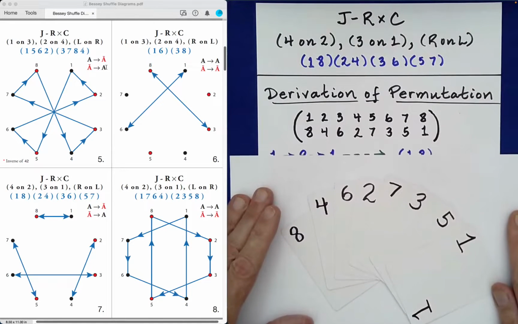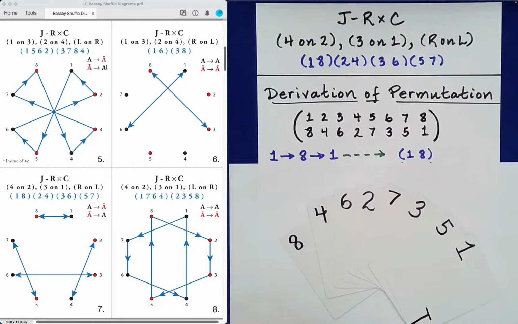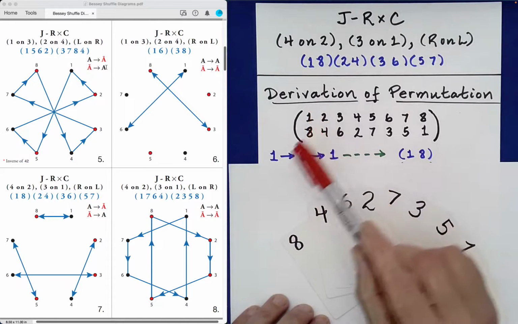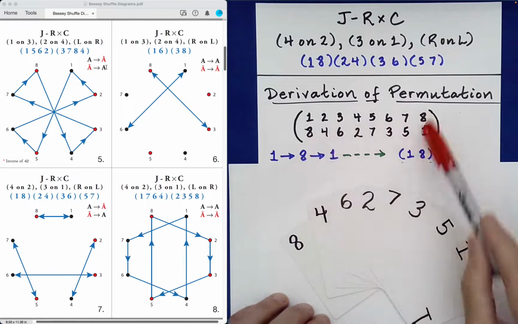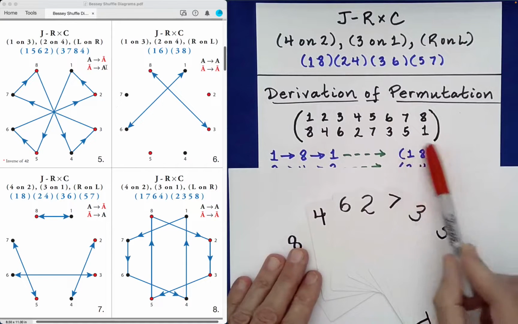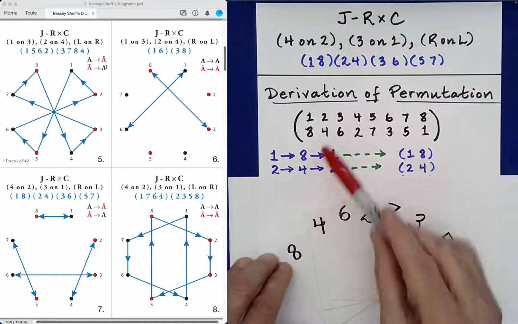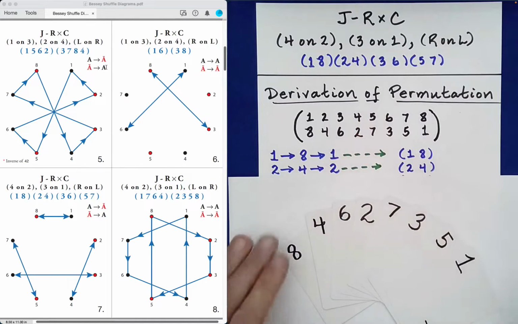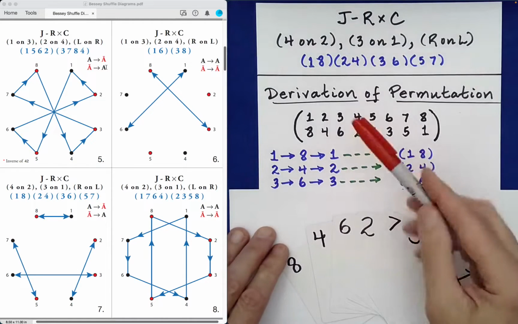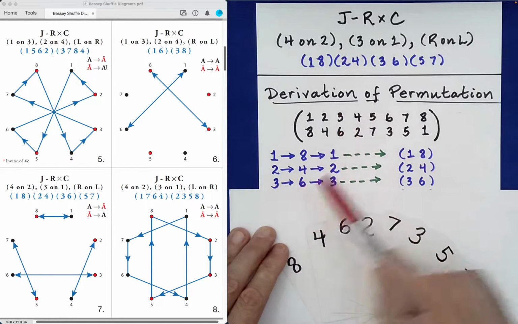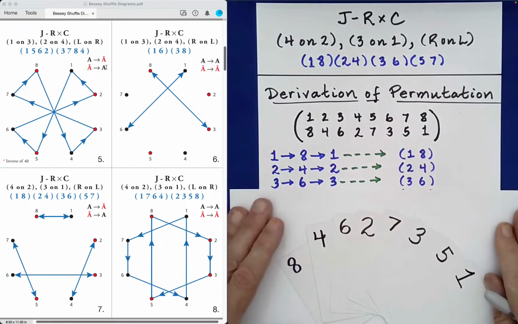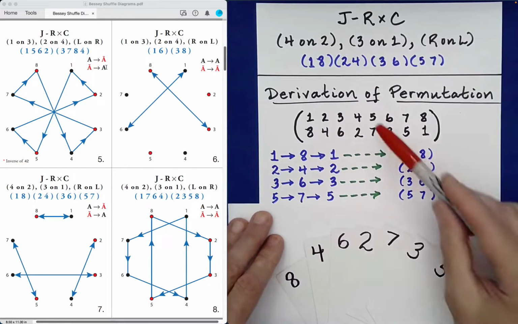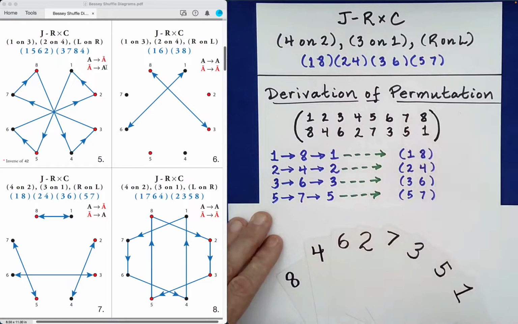Okay, now changing that to cycle notation, we find quite readily that we get a bunch of transpositions. 1 goes to 8, so we have an arrow from 1 to 8. 8 goes to 1, so that wraps around, so that is completed. That's a little 2 cycle. 2 goes to 4, we have an arrow from 2 to 4. 4 goes to 2, so that wraps around. That's another transposition. 3, what does 3 do? 3 goes to 6. 6 goes to 3, so that wraps around. And finally 5. 5 goes to 7. 7 goes to 5, that wraps around, so we get a 4th transposition.